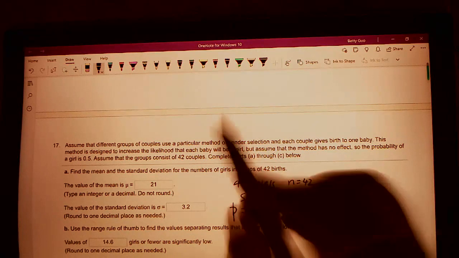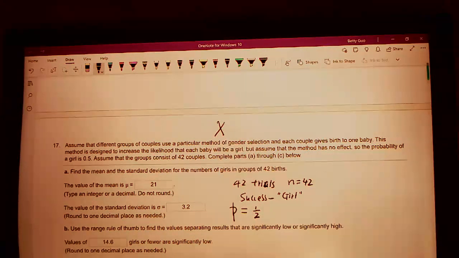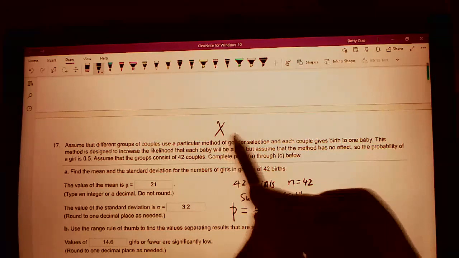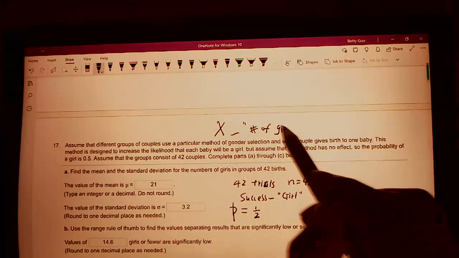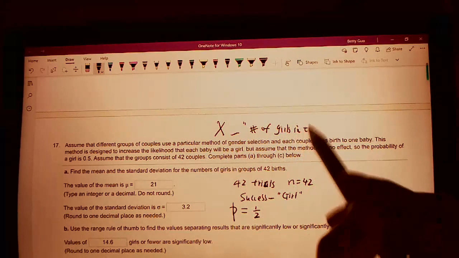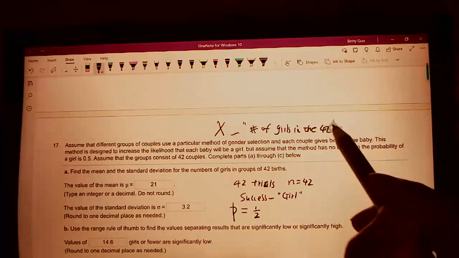Okay. So X here, we need to clarify what is X. X here would be the number of girls in the 42 trials, right?